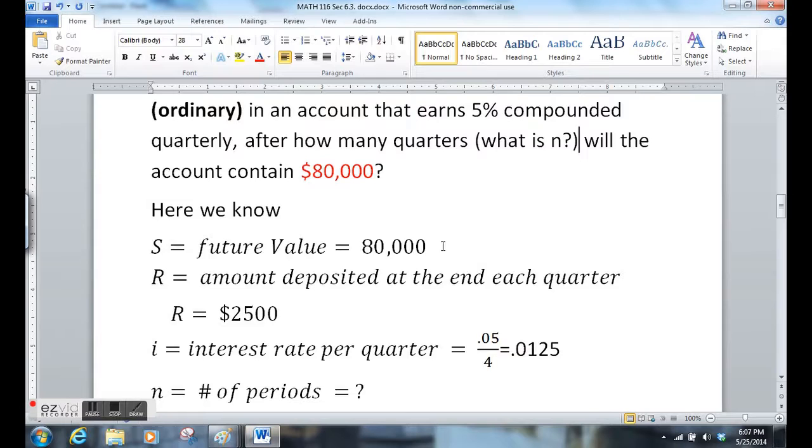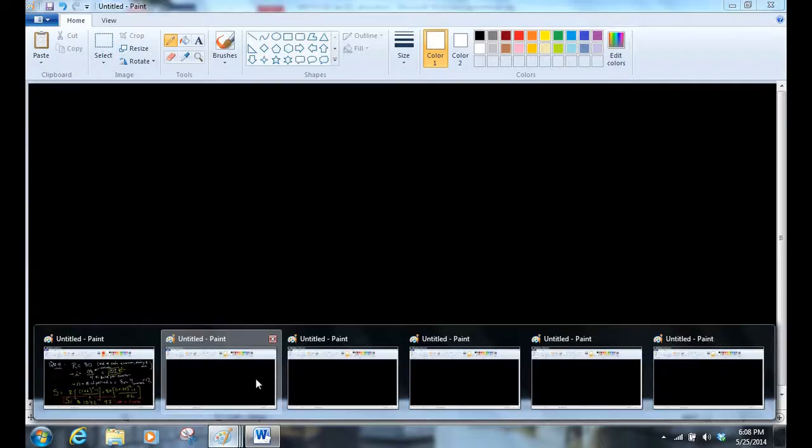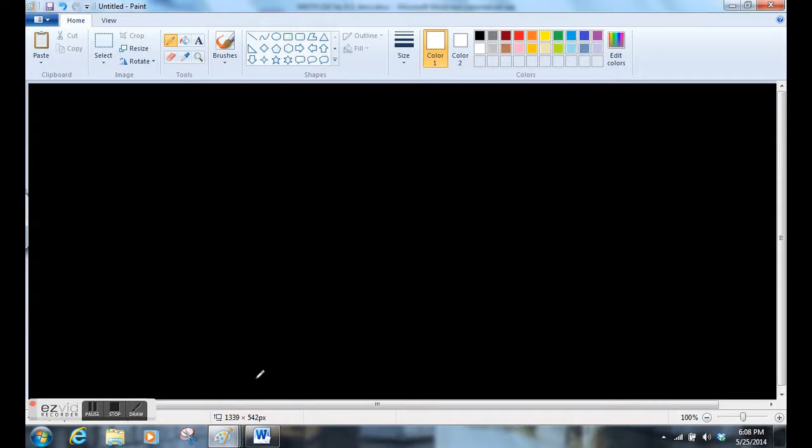After how many quarters? So we're going to use the same formula for the ordinary annuity, and we're going to solve for N. Okay, so we have all these things, we just don't have N. But you're saying, oh no, N is in the exponent. Yeah, it is. That is so true. You are right about that. Question number 13. So here's what we got. We have S, future value is $80,000.